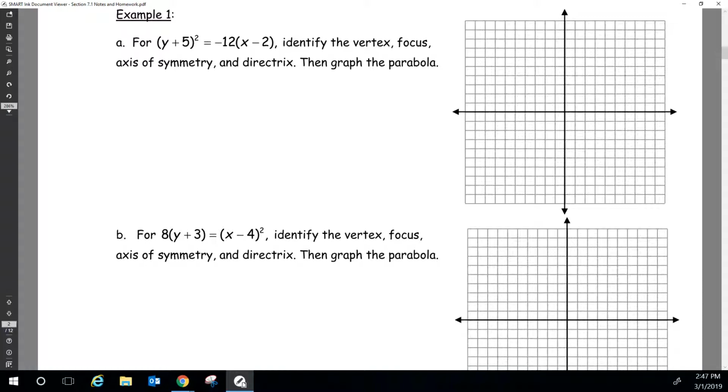Then graph the parabola. The center of this is, oh, well, it's not the center, Miss Harris. We're not doing ellipses. This is a vertex. So the vertex is located at the opposite of x, the opposite of y: (2, -5). This is my vertex. Because the y is squared, we know it's a left-right parabola. And because it's negative, we know it's opening to the left.